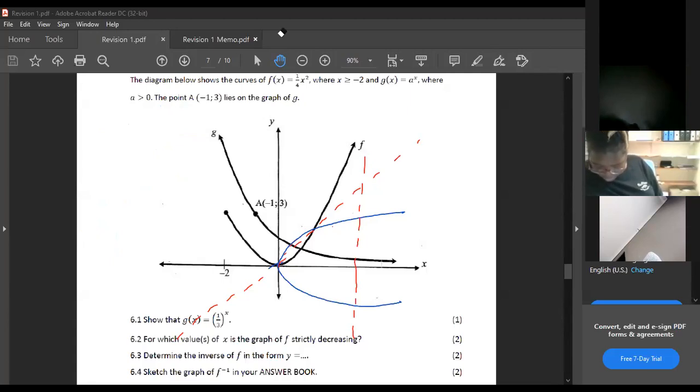Let me actually do this. I'm going to go through this very quickly: restricting the domain of a parabola. So on pages 46 and 47, if I'm restricting the domain of a parabola, let me just try to do this.